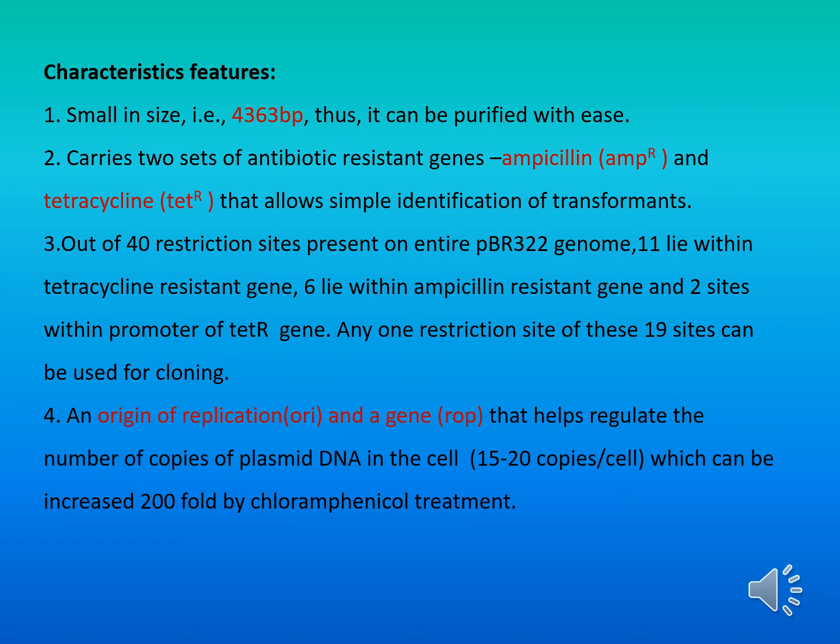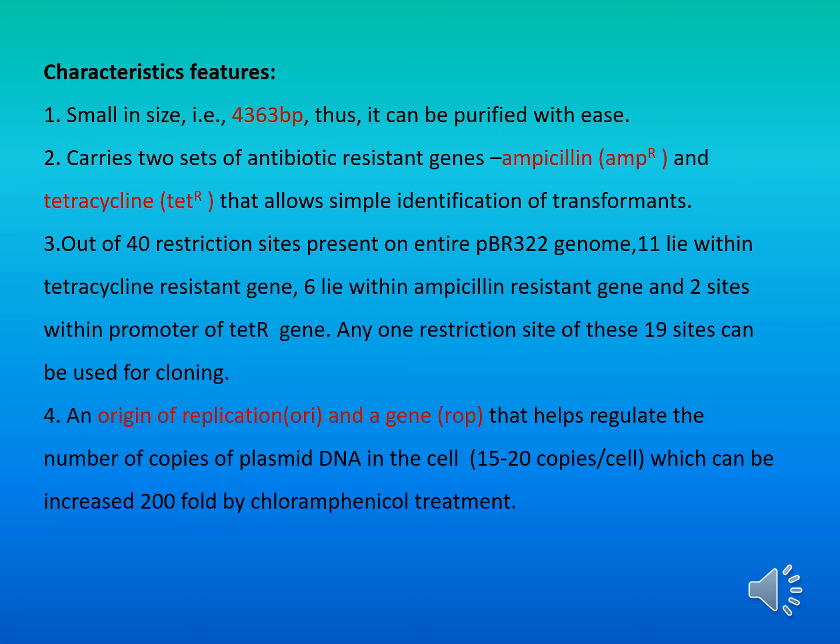The entire genome of pBR322 contains 40 restriction sites, out of which 11 are present in the tetracycline resistant gene, 6 within the ampicillin resistant gene, and 2 sites are present in the promoter region of the tetracycline resistant gene. We can use any of these 19 restriction sites for cloning.